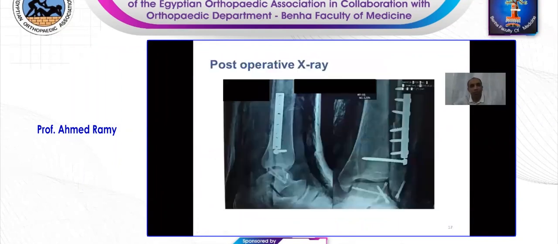And this was the postoperative X-ray with fixation of all fragments of the talar body and fixation of the distal fibular fractures with headless mini-fragment screws. And this is the fixation of the lateral malleolar osteotomy and the syndesmotic fixation.